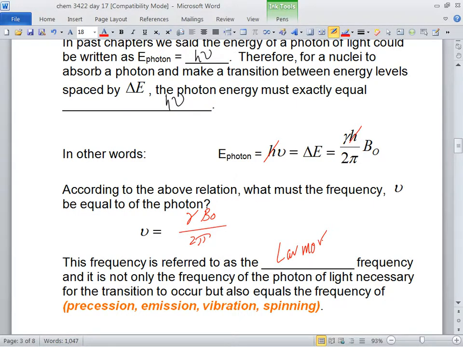Okay, so let's, I don't know. Brandy, you're on this one. The frequency is referred to as the... Oh, hold on, I'm still reading it. So this frequency, yeah, let's see if you can figure it out.